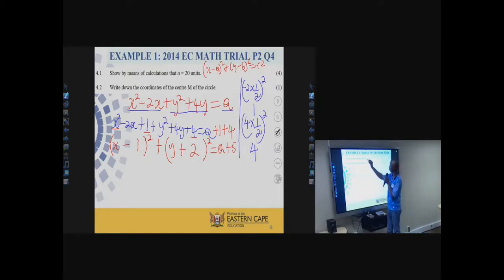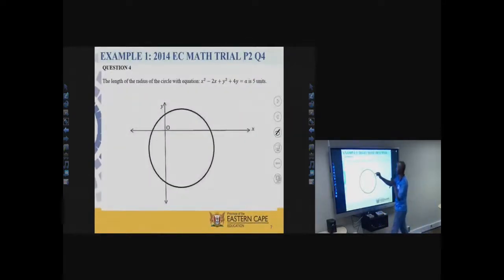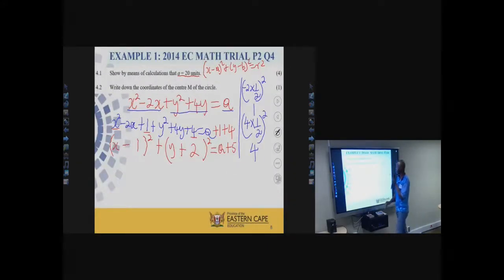Remember the question was saying show that a is equal to 20. What is it that you were given? What you were given was that the radius of this circle is 5. So you must now remember that. So if r is equal to 5, what is r squared? R squared means you have squared the left hand side. You must do likewise on the right hand side. So from here to there, you have just squared the left hand side. So also square the right hand side. It's going to be 5 squared.